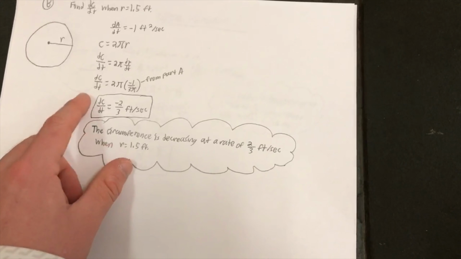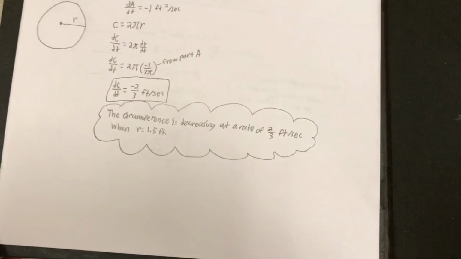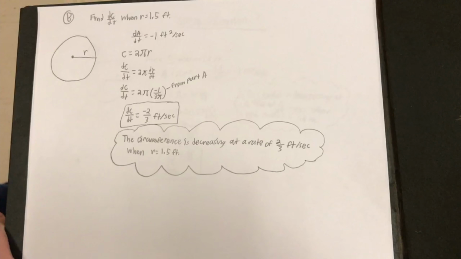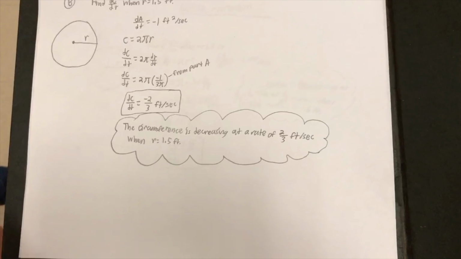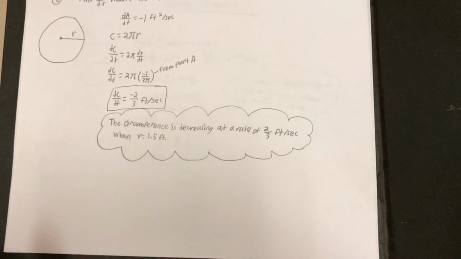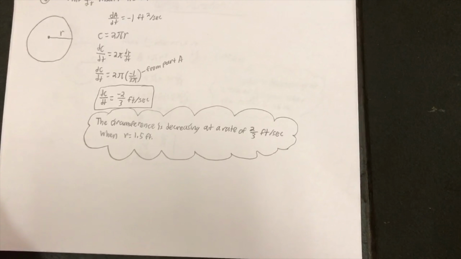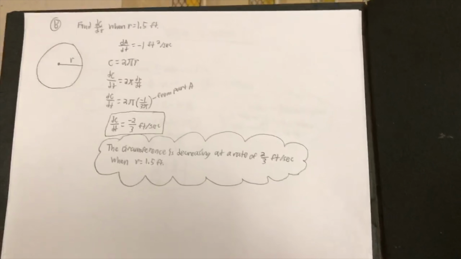So then we get dC over dt is equal to 2 pi times negative 1 over 3 pi. dC over dt is then equal to negative 2 over 3 feet per second because we get negative 2 pi over 3 pi and then we simplify it to negative 2 over 3. So because of this, we know that the circumference is decreasing at a rate of 2 over 3 feet per second when r is equal to 1.5 feet because the value is negative.